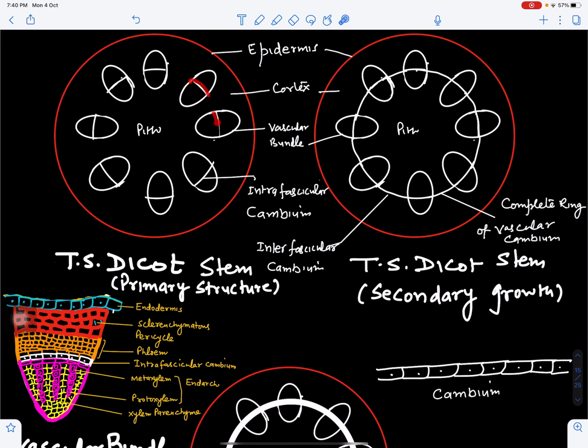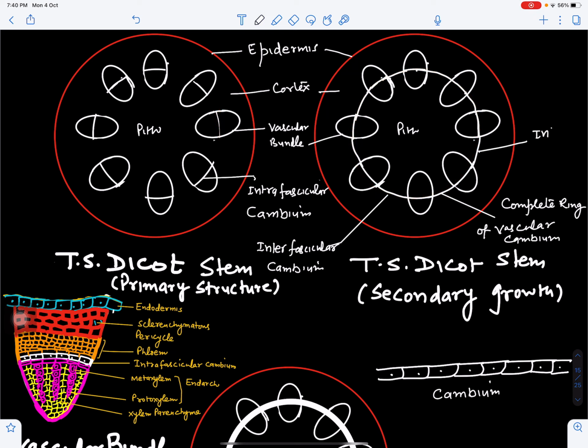Now what happens during secondary growth? When secondary growth occurs, this zone, which is parenchymatous in nature, will again turn meristematic, and we will get a complete ring of the vascular cambium. So this zone is called intrafascicular cambium. This part is called interfascicular cambium, which is produced between the two bundles, like here, this will be produced like this.